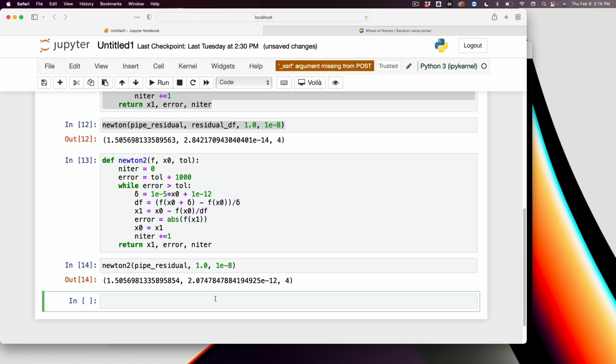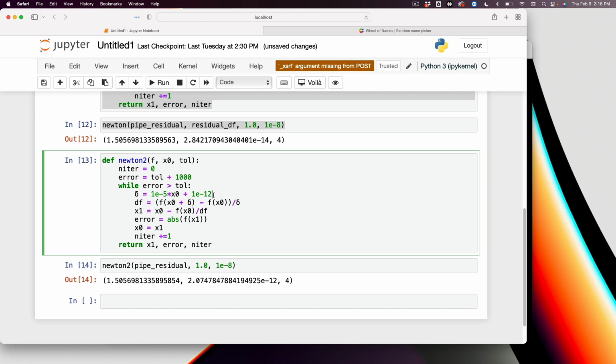Miles? Where do we get 1e to the minus 12 from? It's just an arbitrary value. You could put 1e to the minus 10. It's just, in case x0 is 0, I don't want my delta to be 0. So I'm going to put a small value so that it doesn't trash the denominator, okay? So you can put anything here.